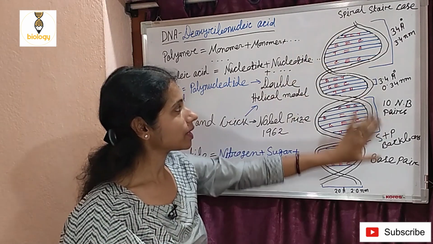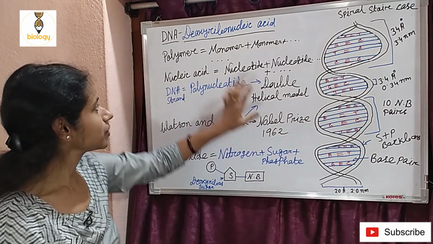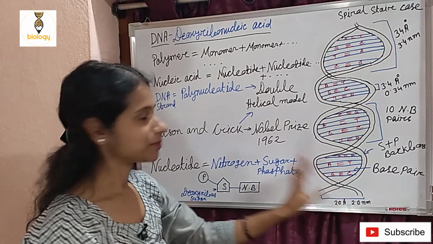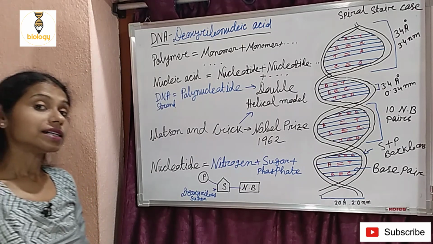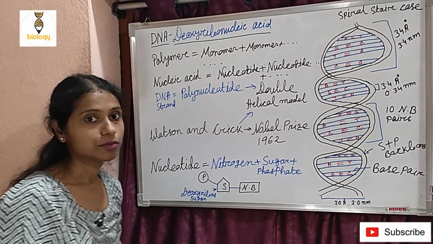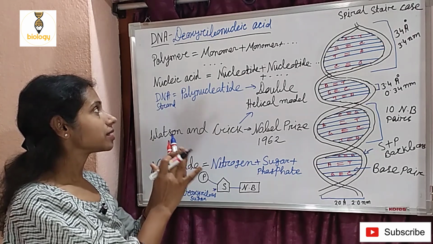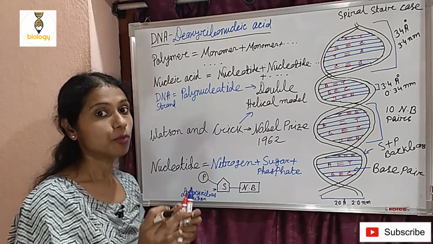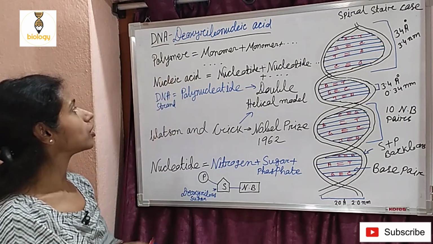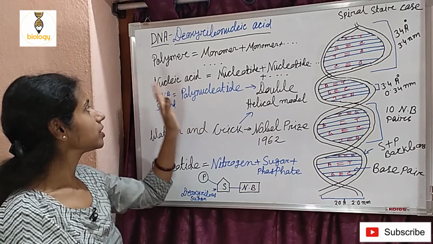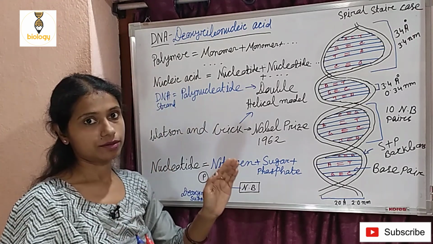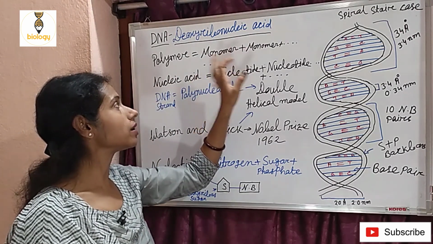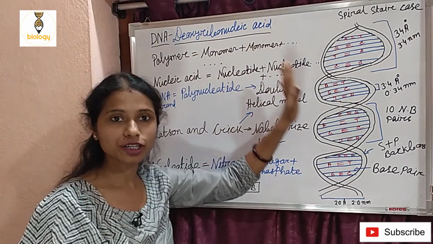Now what happened in this spiral staircase? You can see how it is looking like a spiral. The DNA is actually a polymer. Polymer in DNA means nucleic acid. Poly means many, and monomer means single unit, so a polymer means many monomers joined together.